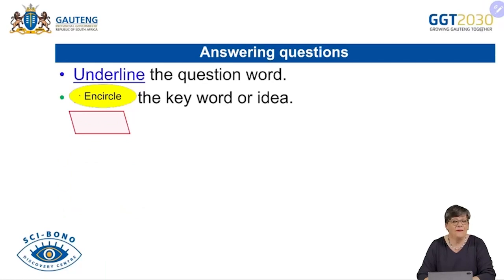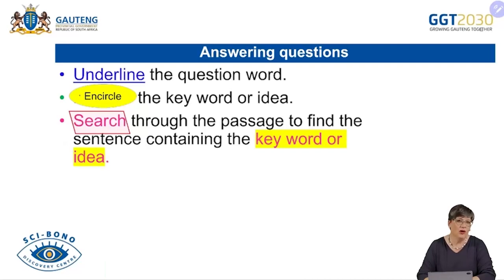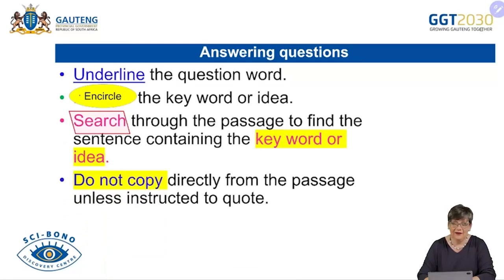Next, find the key words or key ideas and encircle them. You've got the question words and you've got the key words. So what's next? Now you can go back to your passage and search for those key words you found in the question. It will make it so much easier for you to find the answer. Be careful. You can't copy from the passage unless it says very clearly you have to quote. Be very careful.